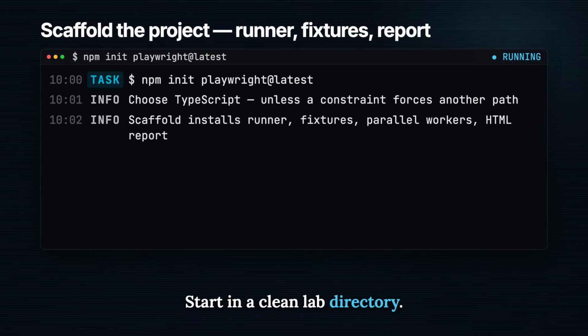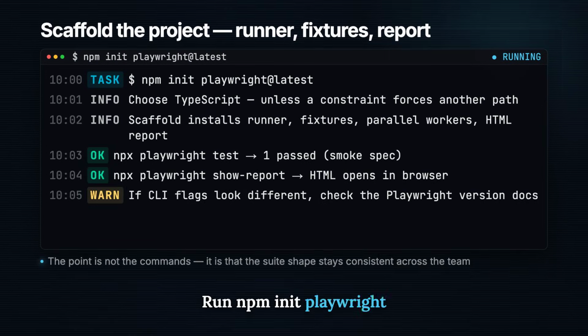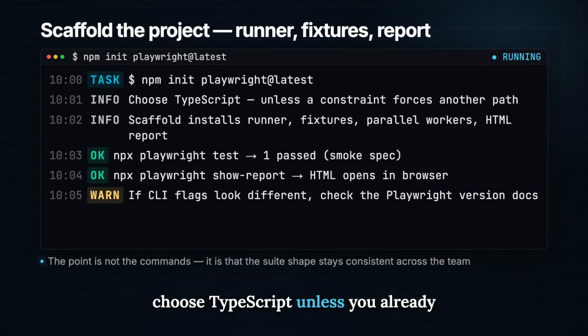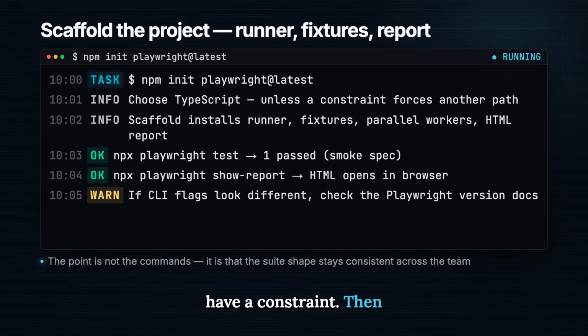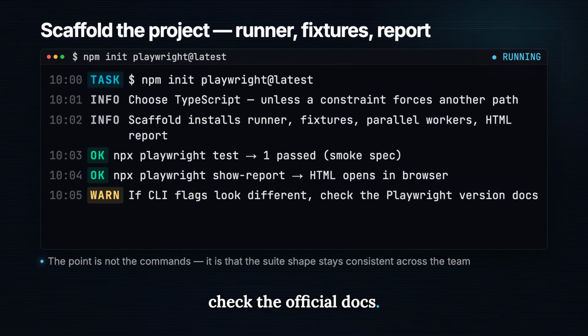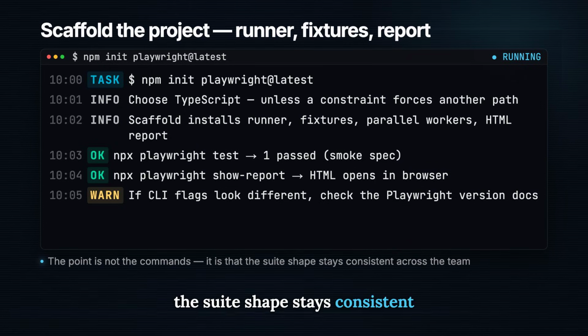Start in a clean lab directory. Run npm init playwright at latest. The scaffold asks for a language. Choose TypeScript unless you already have a constraint. Then run npx playwright test to confirm the runner works, and npx playwright show-report to open the HTML report. The exact flags may change with the Playwright version, so if the CLI looks different, check the official docs. The point of the scaffold is not the commands themselves, it is that the runner, fixtures, parallel workers, and report all arrive together, and the suite shape stays consistent across the team.